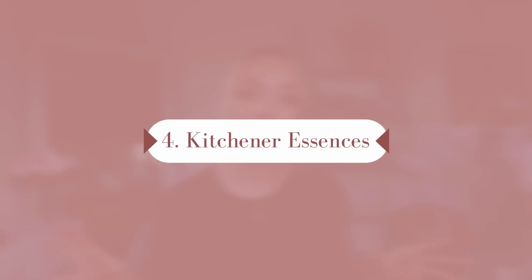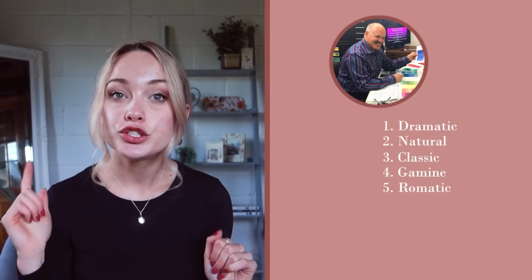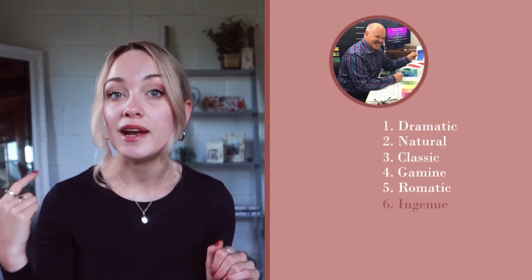Kitchener Essences is very similar, except instead of being mainly focused on the body, it's focused on the face. So he just has 7 essences, the 5 that we recognize from Kibbe, so dramatic, natural, classic, gamine, and romantic, but he added 2 more that he could see, which was ingenue and ethereal. Ingenue is youthful, feminine, delicate little facial features, and ethereal is this meeting point between yin and yang. It's kind of uncanny, otherworldly, angelic facial features.